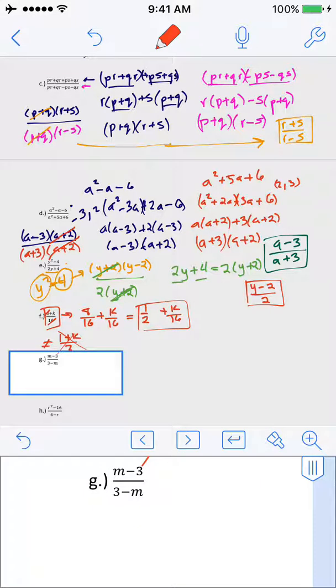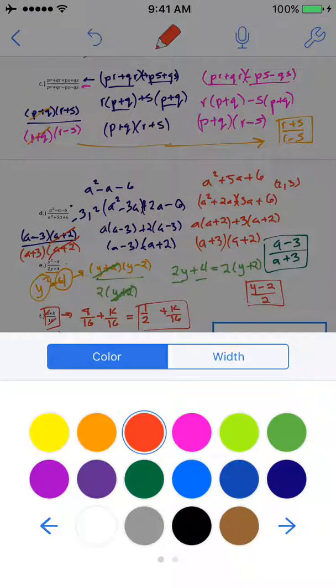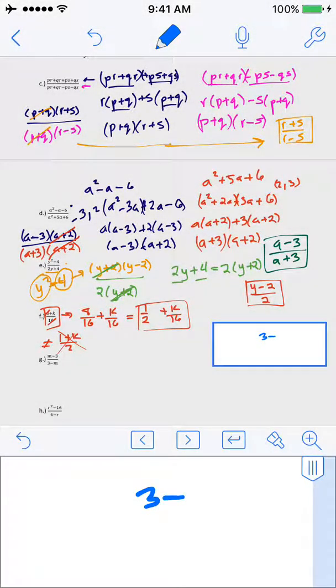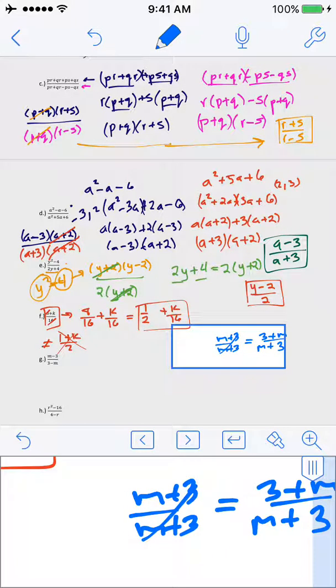Alright, next one. M minus 3 over 3 minus m. Again, I can't just start canceling stuff. These are not the same, right? Now, a little side note. If I had the case of 3 plus m over m plus 3, notice this time it's addition. Would those be the same? Yes, they would, because of the commutative property. I can rewrite this as m plus 3 over m plus 3, and they would cancel down to 1. That would be the same.